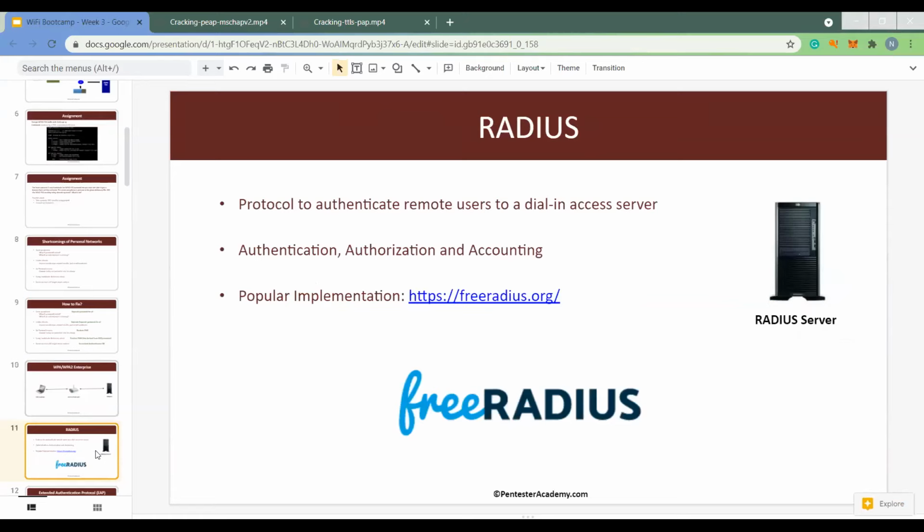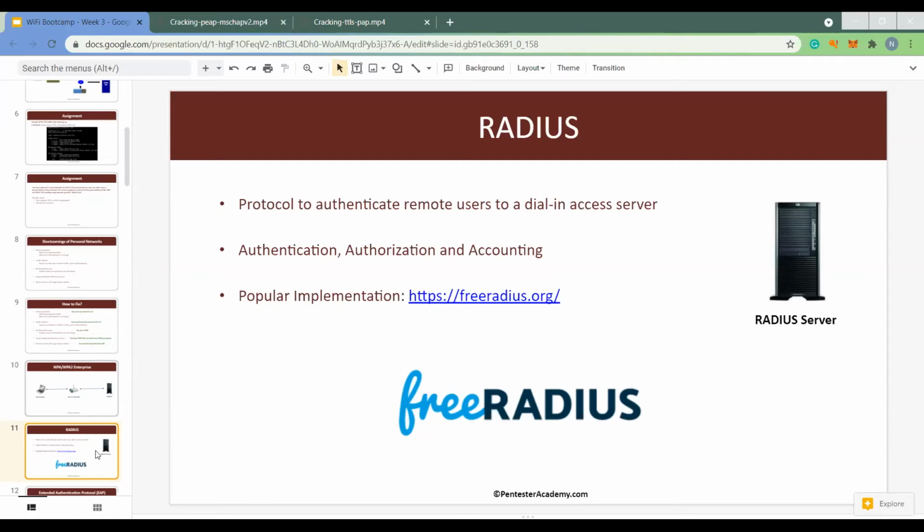This is your Radius server. Radius is a pretty old protocol which is used to authenticate remote users. It is there from the time of dial-in. So a Radius server is also known as AAA server, as I was mentioning. AAA stands for authentication, authorization, and accounting.